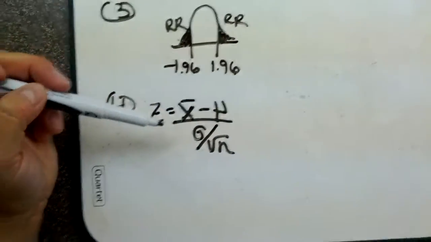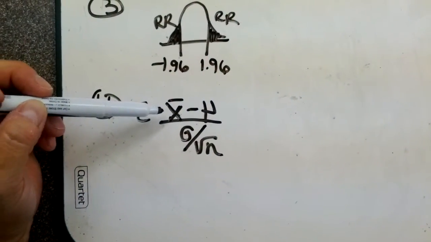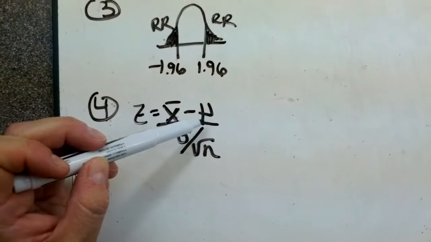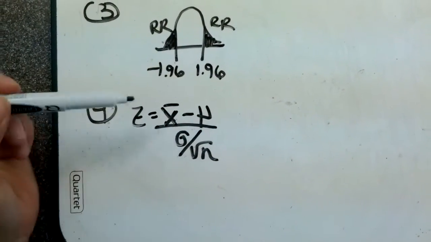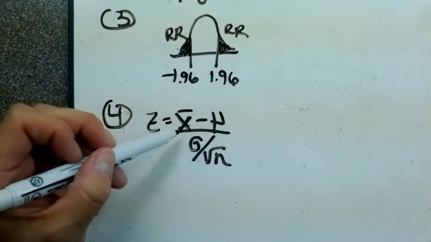So let's talk about what these are, because we're going to have to go find them in the story. X bar is our sample mean. Remember, mu is our population mean. So in the individual z, we were just looking at x minus mu, but now we're going to be looking at a sample mean.